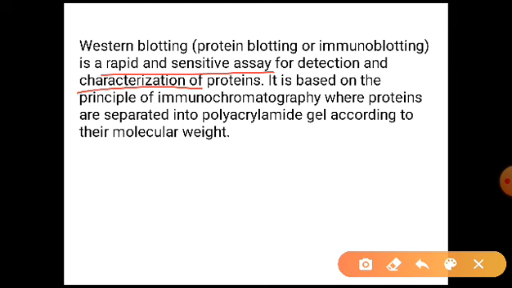It is based on the principle of immunochromatography where proteins are separated in a polyacrylamide gel according to molecular weight.